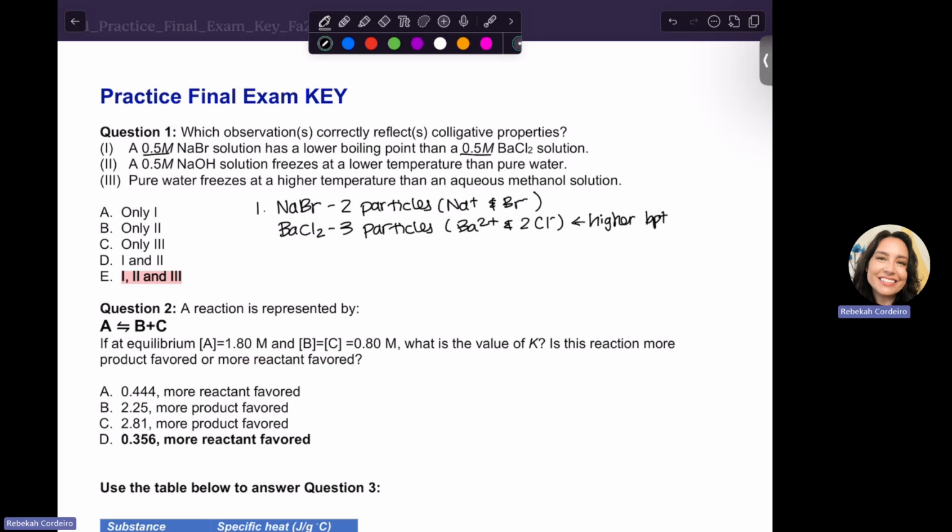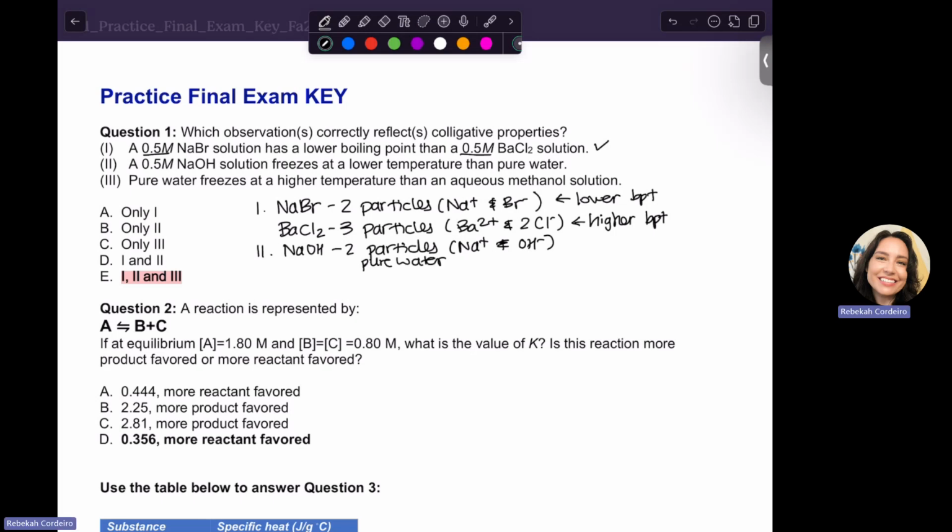And that one is saying that this one has a lower boiling point. The sodium bromide has a lower boiling point. So that's true. So number one is true. All right, so for number two, NaOH has two particles, sodium and hydroxide, versus pure water.